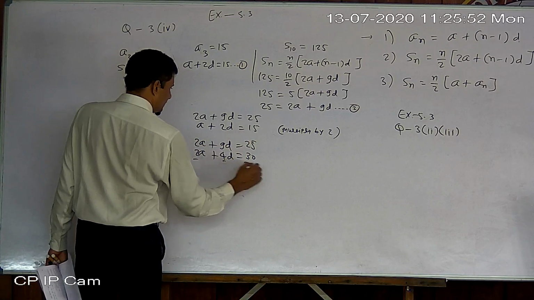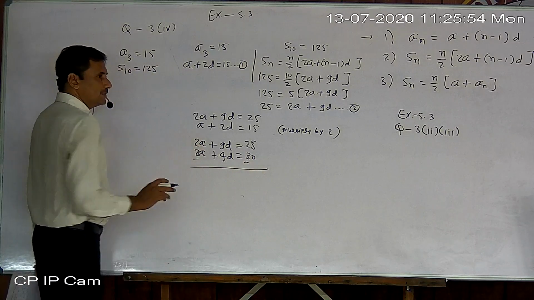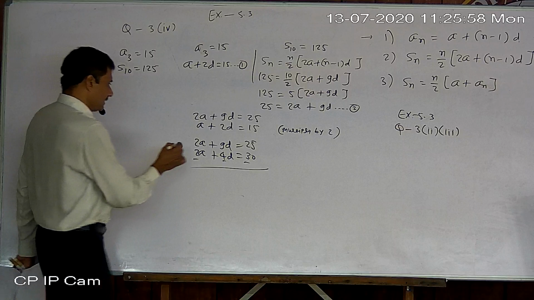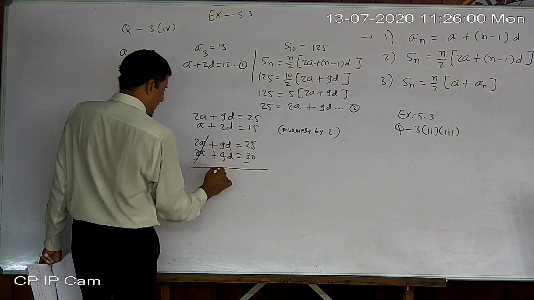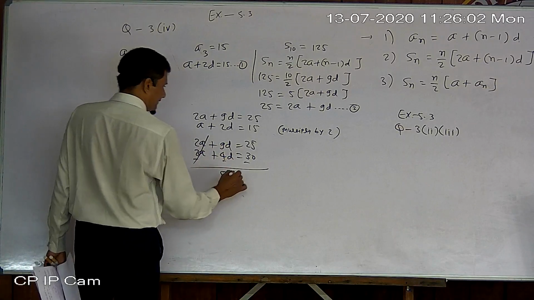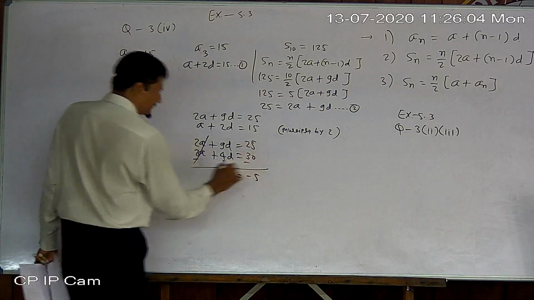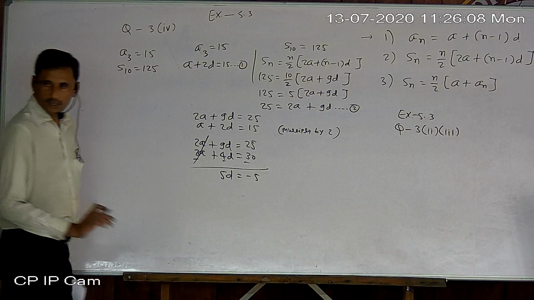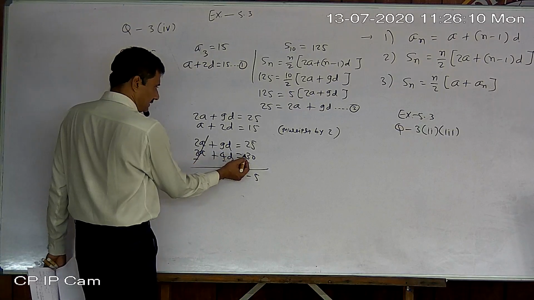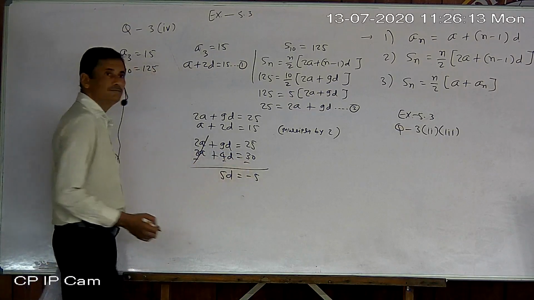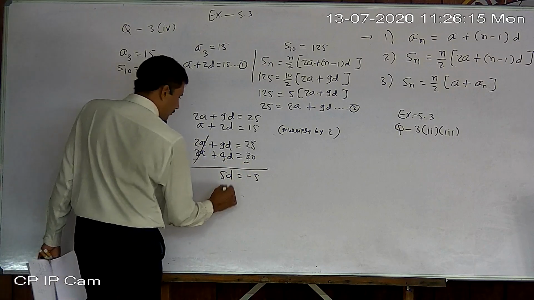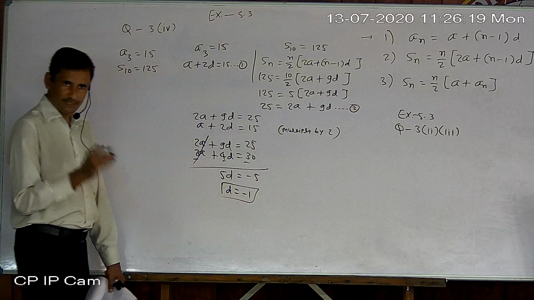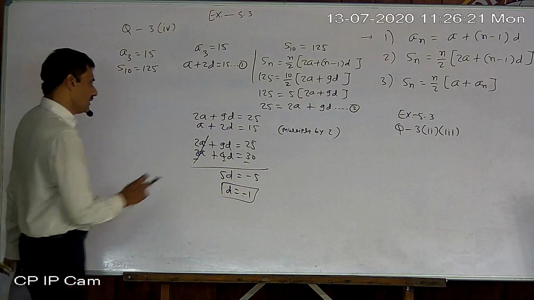Now just subtract it. Why? Because by adding, that term is not eliminated. So we subtract. This cancels, 9 minus 4 is 5d equal to 25 minus 30, minus 5. Don't look at the original sign, which was plus; here the new sign is minus. So d equal to minus 5 upon 5, minus 1.